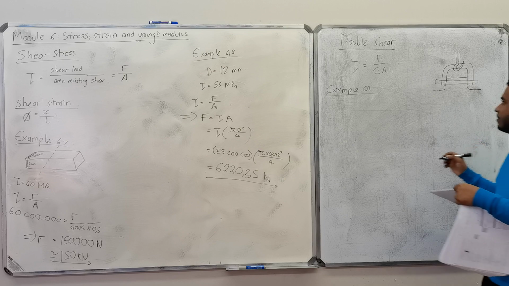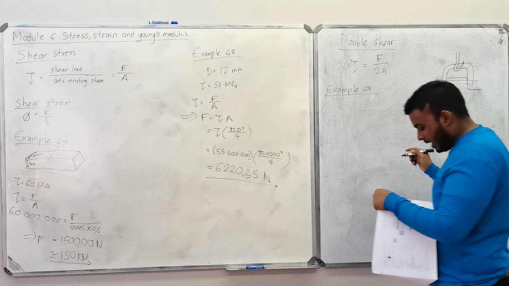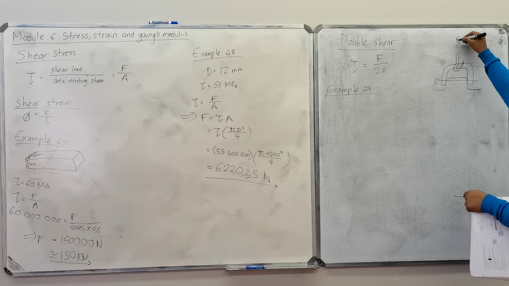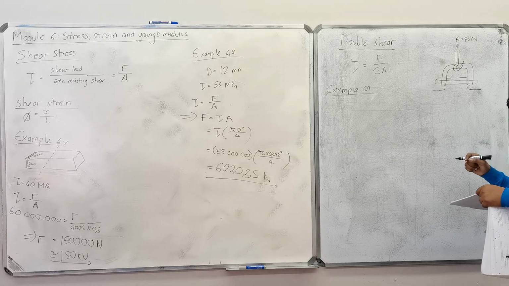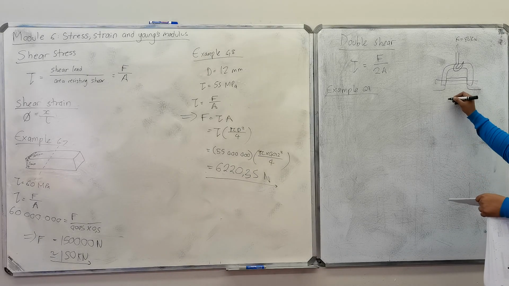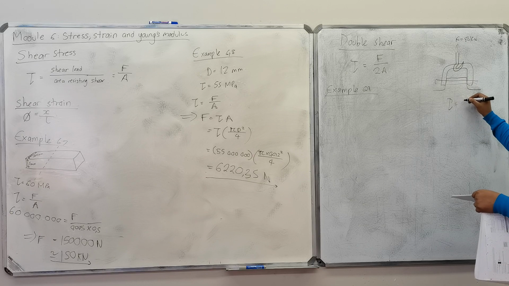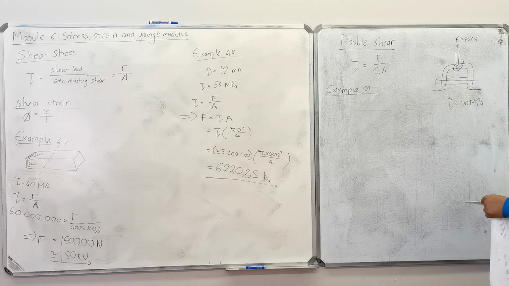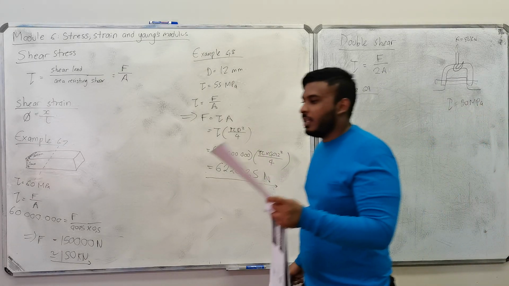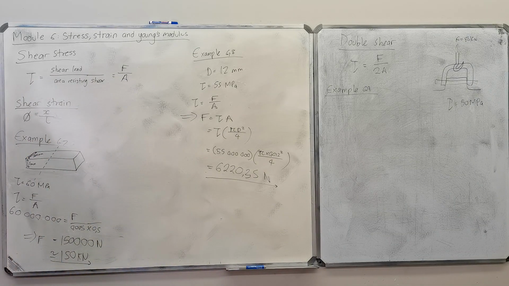So this instance here has a maximum force, the force that's pulling it up, equal to 80 kilonewtons, right? If the maximum shear stress allowed on the pin is 50 MPa, calculate the diameter of a suitable pin. Now, how would we do that?